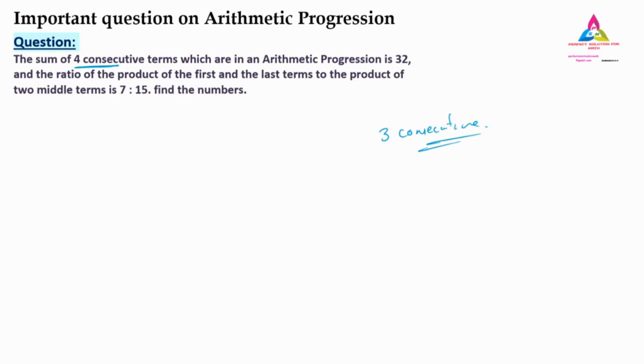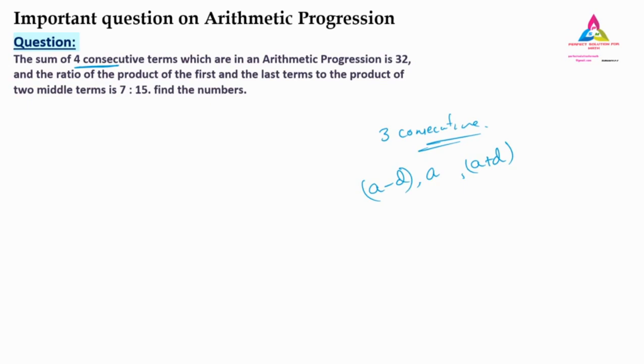Here I will give the introduction on how we have to take the values for three consecutive terms differently and four consecutive terms differently. Both are in AP, yes, but when three consecutive terms in AP are given, we take A, the previous term A minus D, and the next term A plus D. That was the rule, and I have explained this in my previous video.